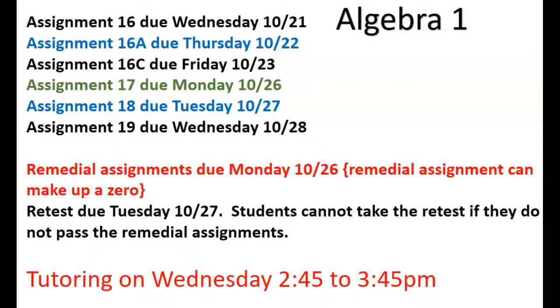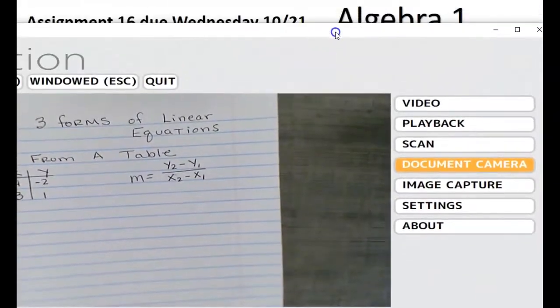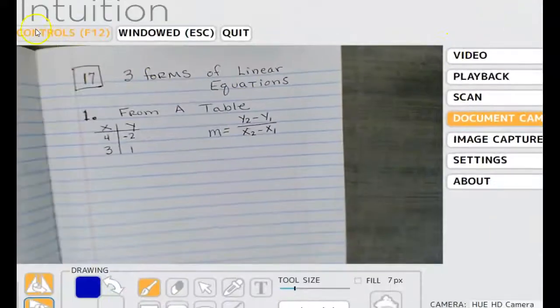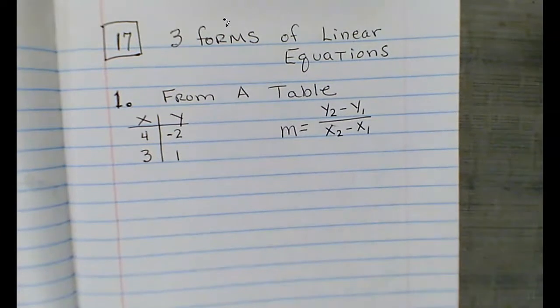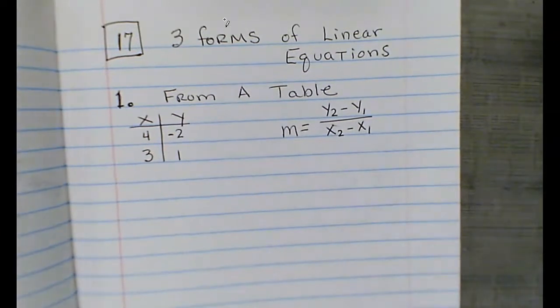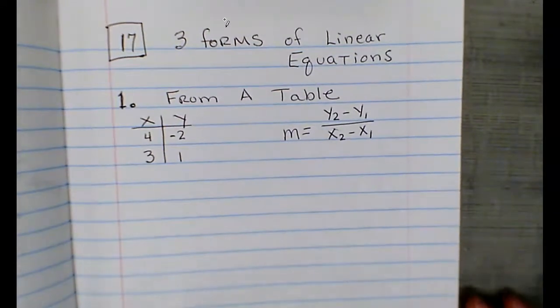Today we are going to continue working on 3 different forms of a linear equation. Do you know what those forms are? Point slope form is one. Standard form is one. We said point slope, so the other one is slope intercept, or y equals mx plus b form. So copy this problem down so that we can get started.